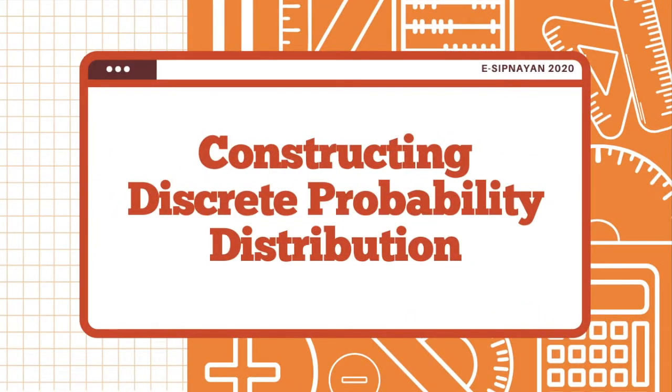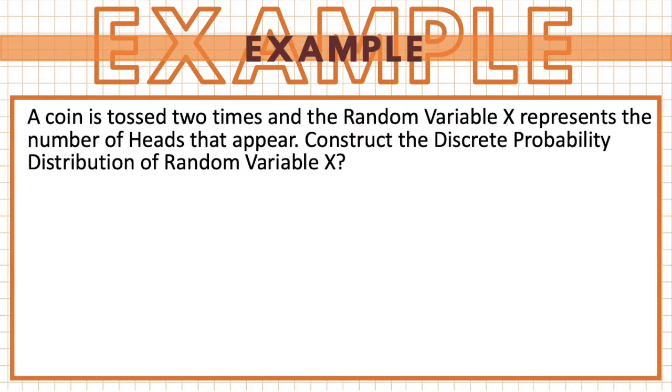For this video, I will be discussing constructing discrete probability distribution. Let's have the first example. A coin is tossed 2 times and the random variable x represents the number of heads that appear. Construct the discrete probability distribution.